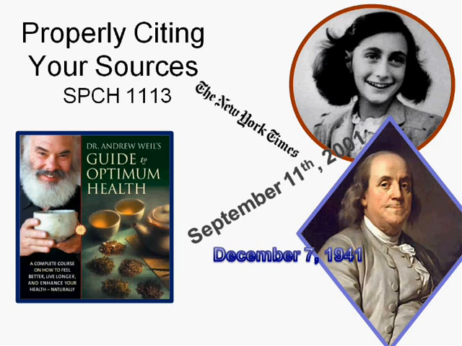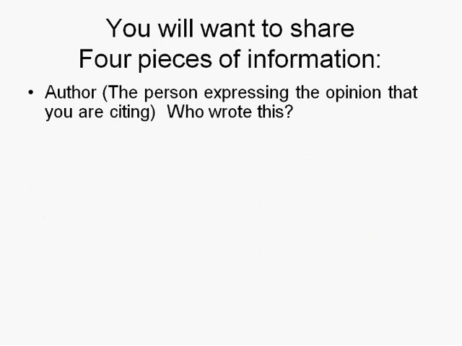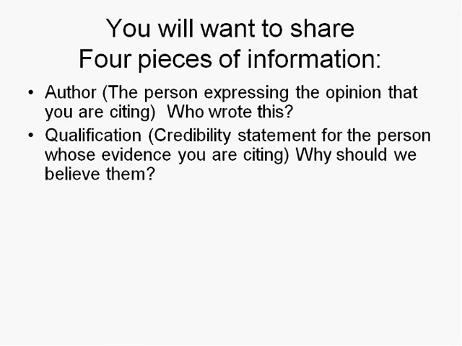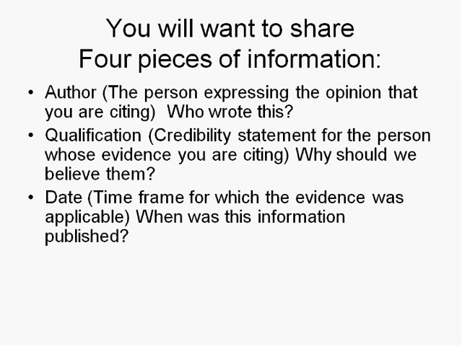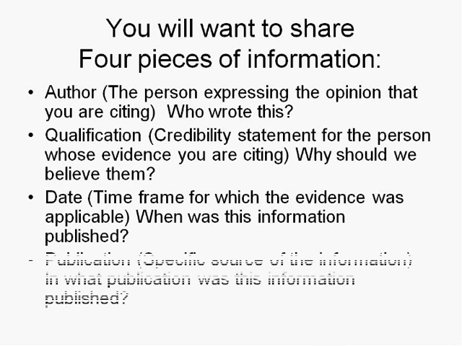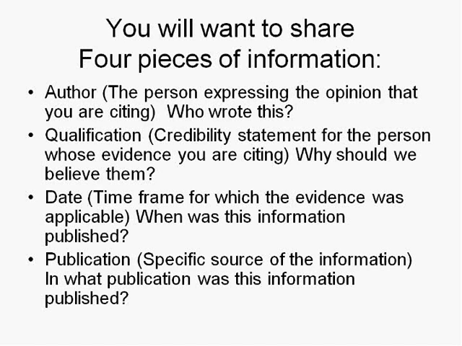Let's talk about all four of the things that you need to do to properly cite your sources. You'll need to share four pieces of information with us. You're going to want to share the author. That's the person who's expressing the opinion that you are citing. Who wrote this? Next is the qualification, credibility statement for the person whose evidence you are citing. Why should we believe them? Next, date, time frame for which the evidence was applicable. When was this information published? And then finally a publication, and that's a specific source of the information. In what publication was this information published?